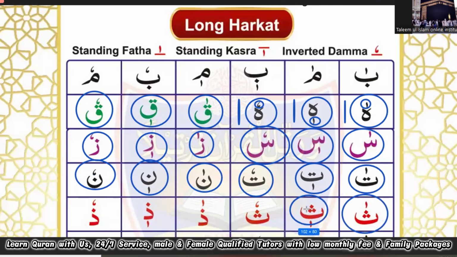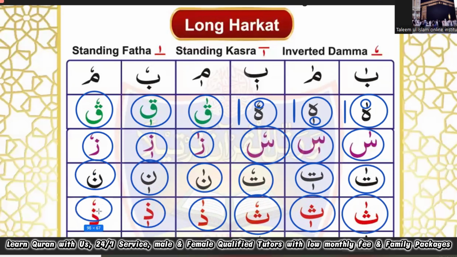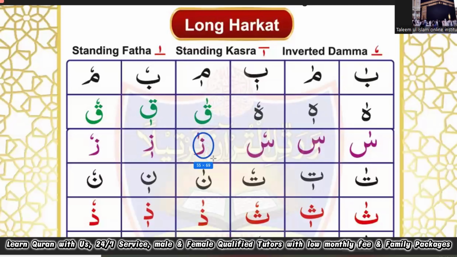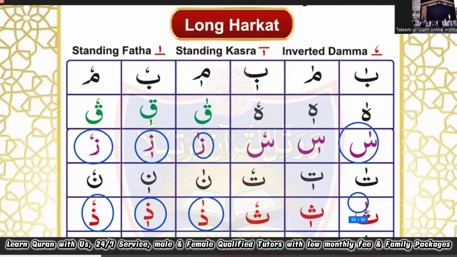Tha, thi, thu. Same here, the, the, thu. This one will be za, the hard and whistly. This one will be soft. The, zi, the, zoo, the. This one, sa, the, si, the, su, thu.